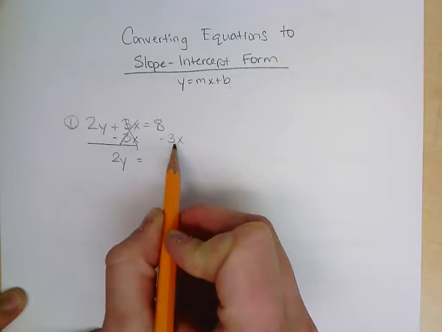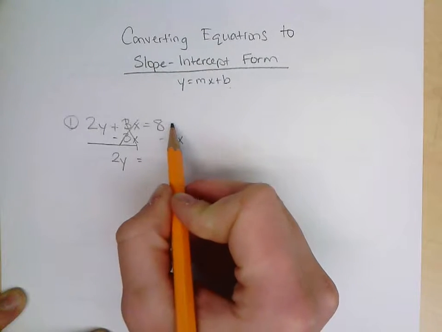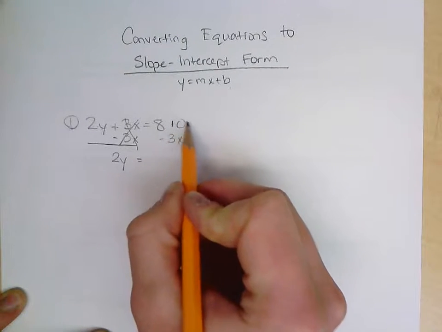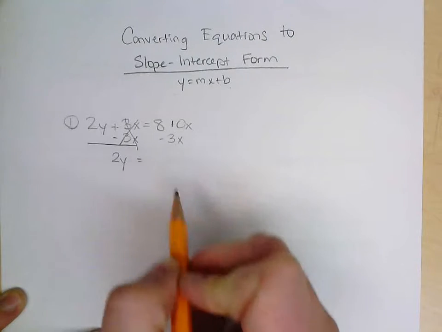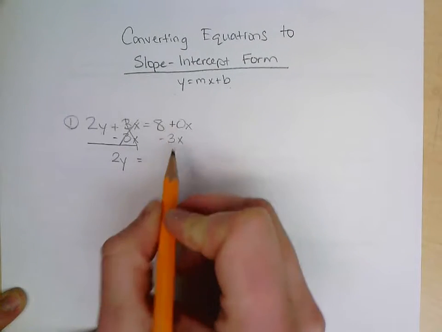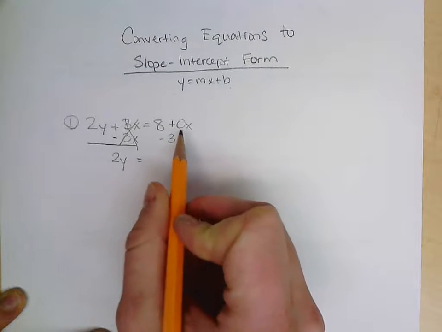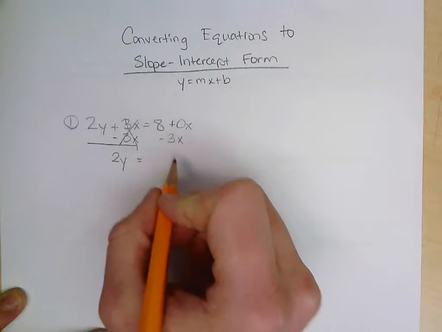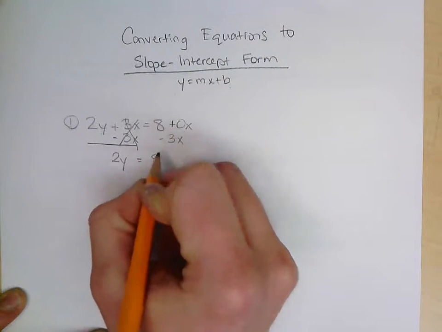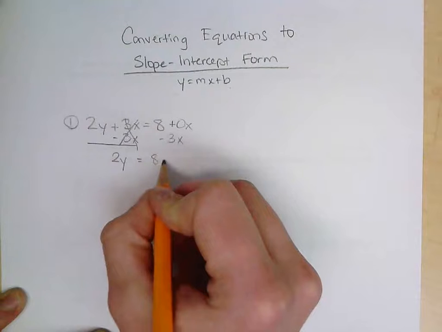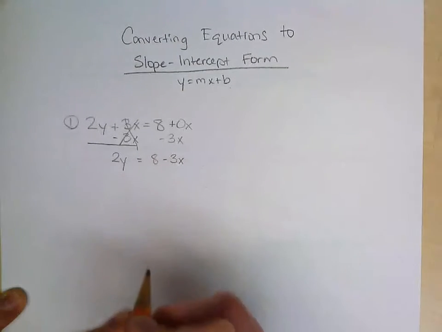We can't subtract 3x from an 8 because they're not like terms, but behind here we don't usually write it, but there is a 0x because 0 times anything is 0. So there would be a plus a 0x. So we can subtract 3x from 0x, and that's going to give us a negative 3x. So on the right side of our equation we have 8 minus 3x.